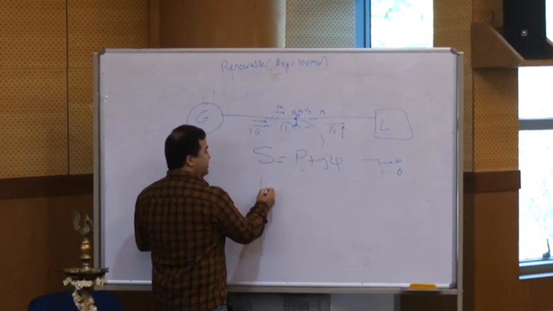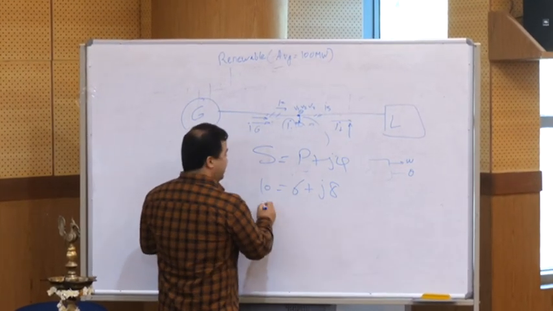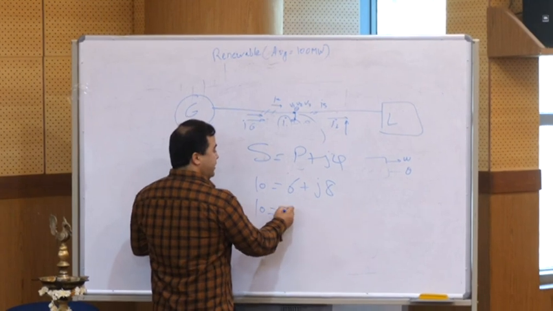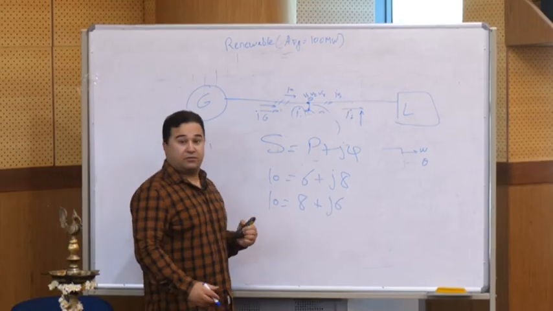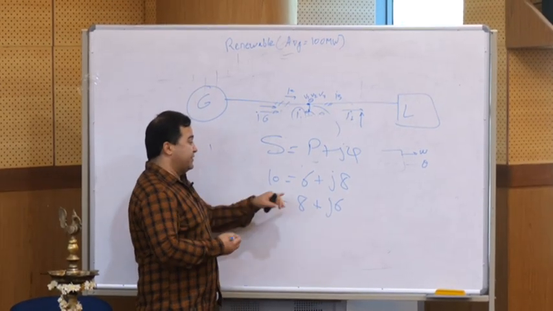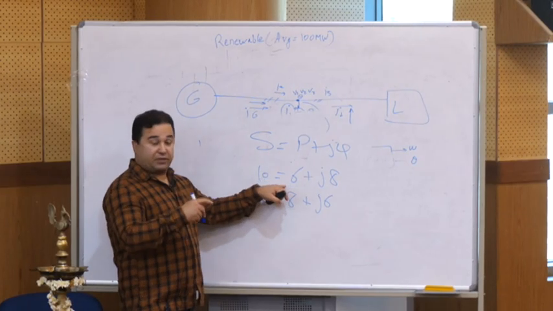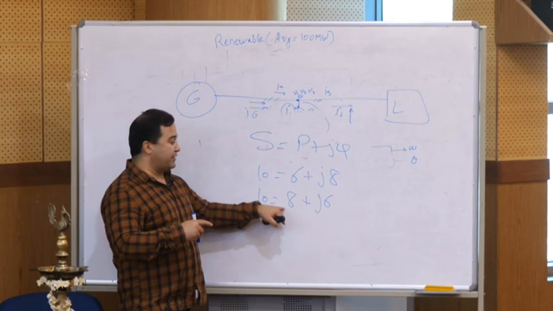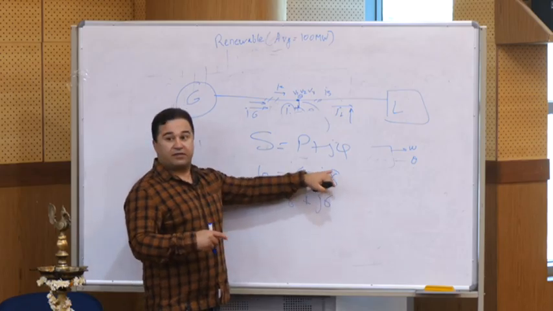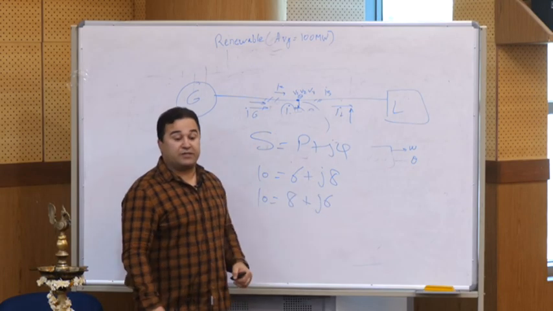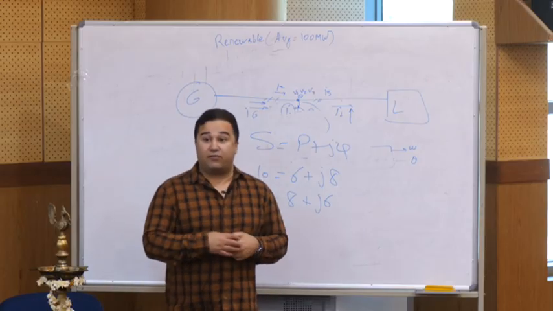So, for example, 10 is equal to 6 plus j8, or 10 is equal to 8 plus j6. It means that the active power can be 6 or 8. If the frequency is dropping, we can increase the value of the active power. And if the voltage is dropping, we can increase the value of the reactive power. So this is the difference between grid connected mode and grid following mode.